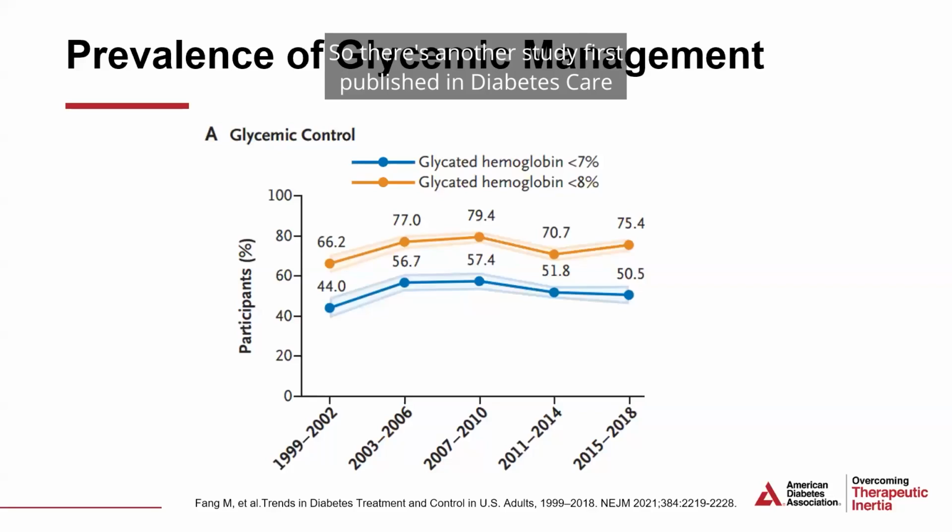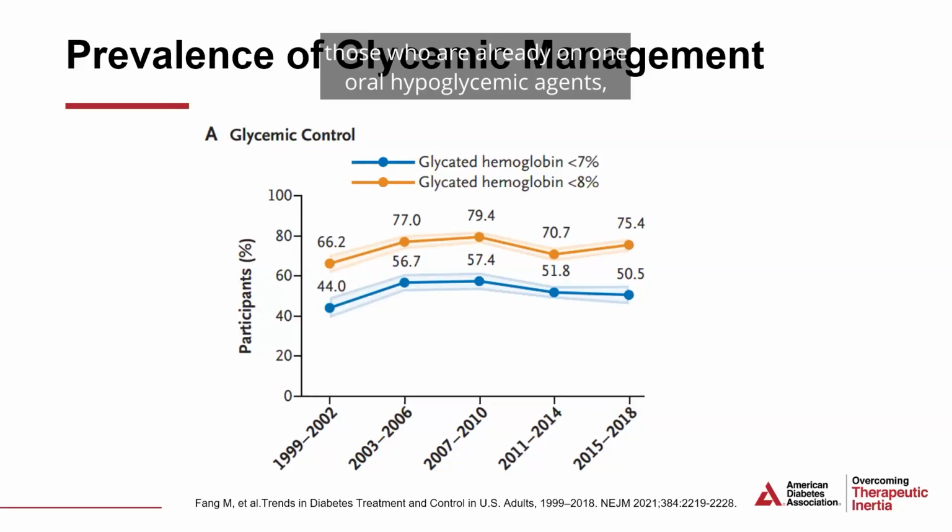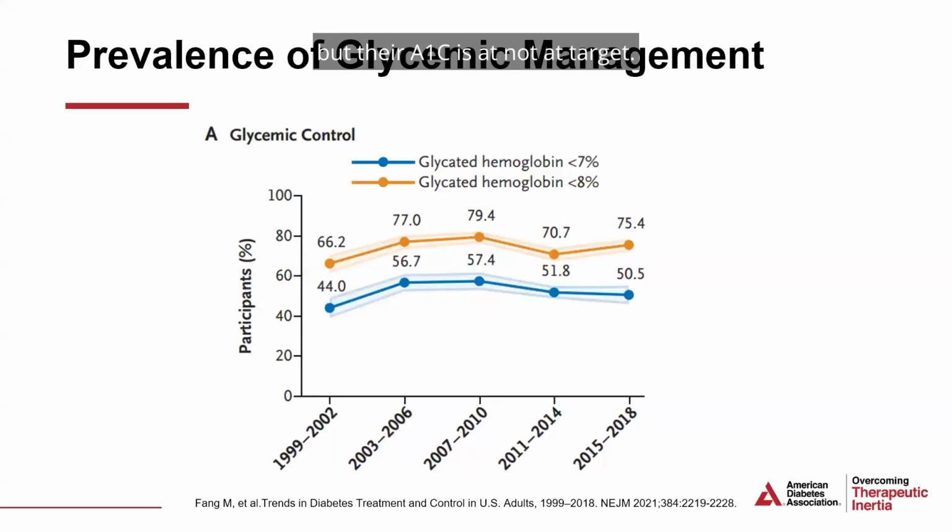There's another study, first published in Diabetes Care in 2013 by Dr. Kunti and group. What they looked at is those who were diagnosed with diabetes, those who were already on one oral hypoglycemic agent, but their A1C was not at target.